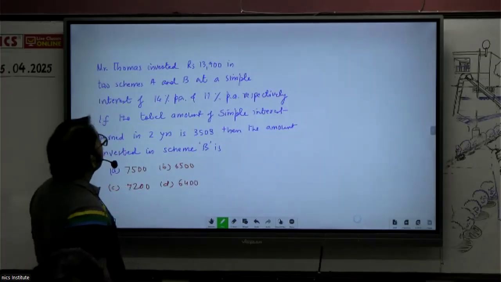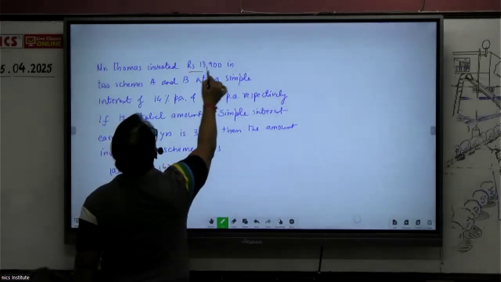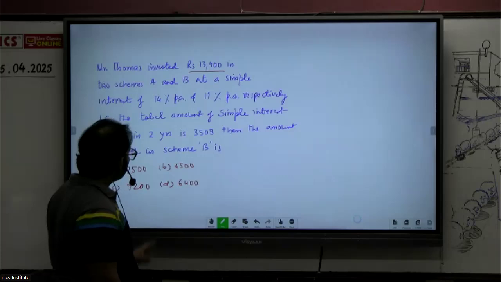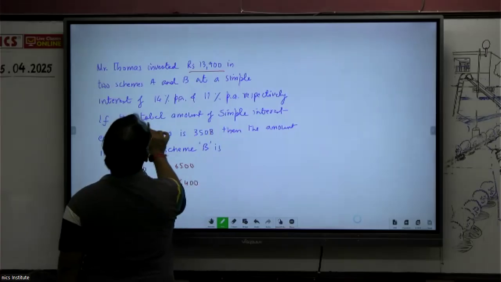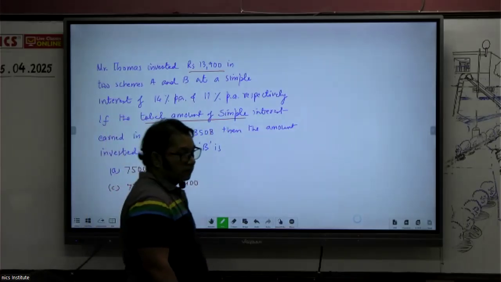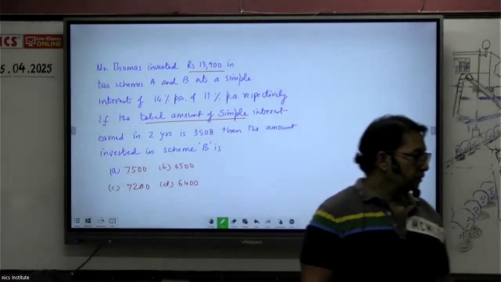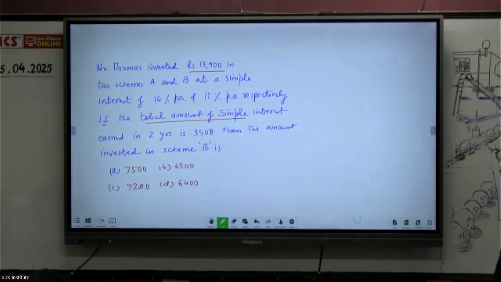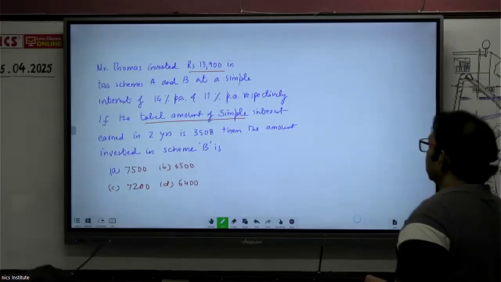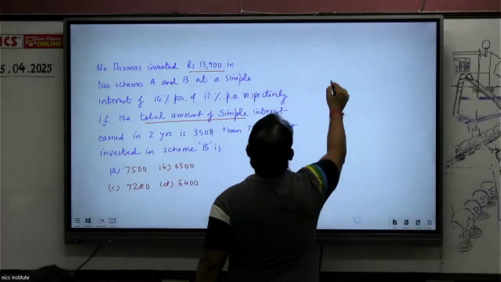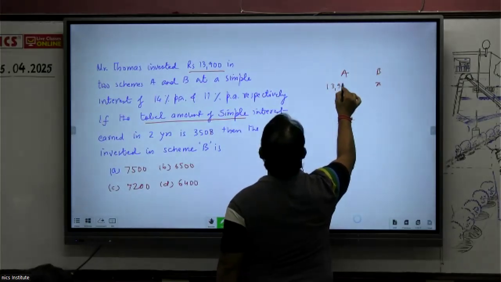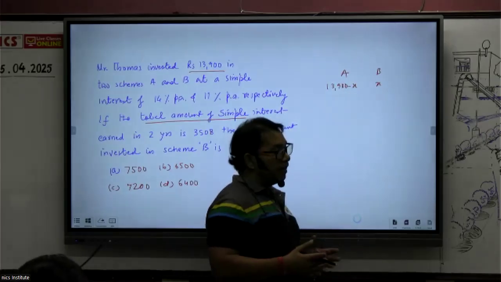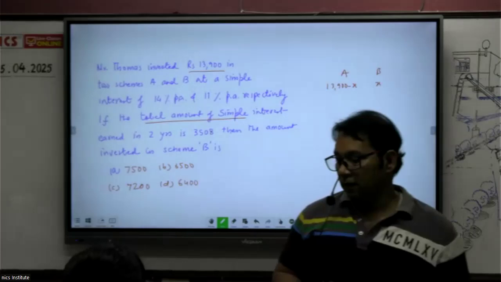He has invested, total amount is this. You have to find how much he has invested in scheme B. Total simple interest has been given. You can apply PRT by 100. This is the amount invested in scheme B. So you can start like this. In B, you can take X. And in A, you can take 13,900 minus X. Apply PRT by 100, add them up and equate to 13,000.